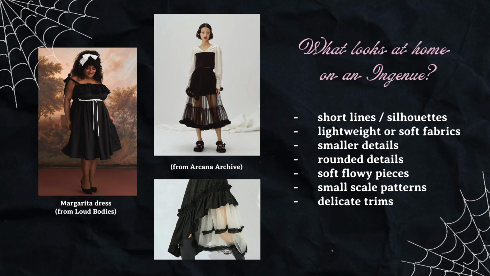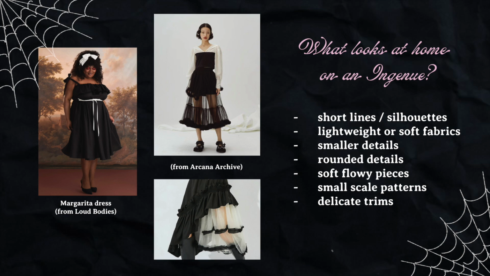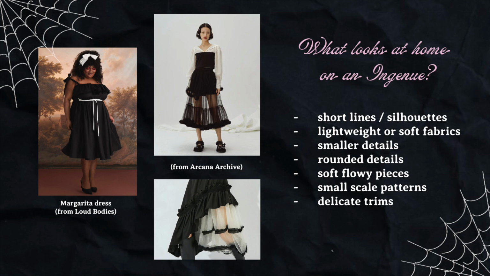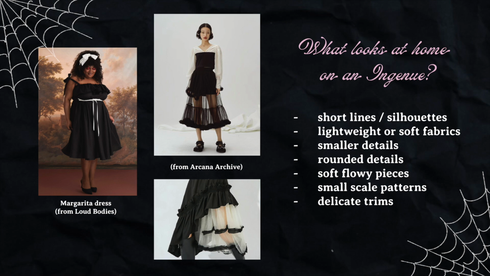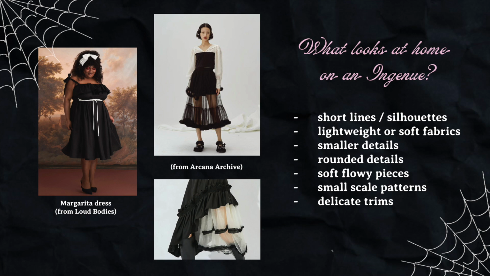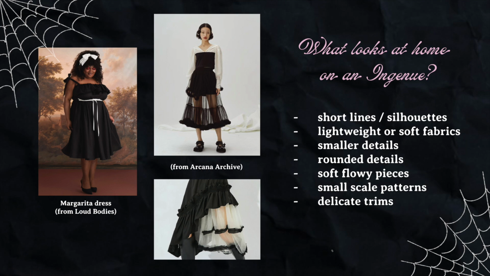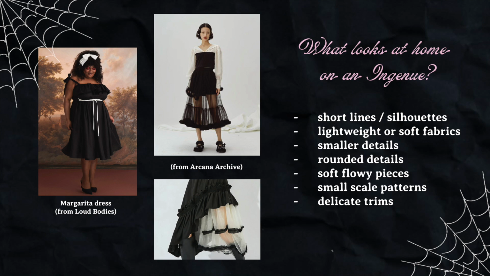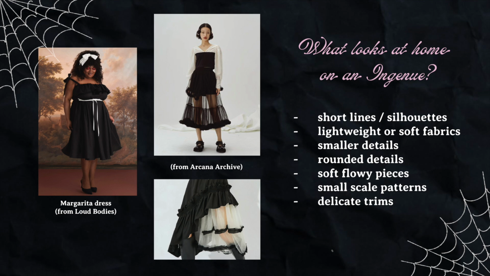Because ingenue is one of the daintier and small featured of the archetypes, short lines and silhouettes, whether they're dresses, shorts, or just abrupt lines, tend to look at home on them. When it comes to fabrication, because they don't have those strong angular features, lightweight and softer fabrications or pieces that flow tend to look great on them. Again, they are the daintier of the archetypes, so smaller details. Think lace, small floral prints, rounded details also look great on them, small scale patterns, and delicate trims.